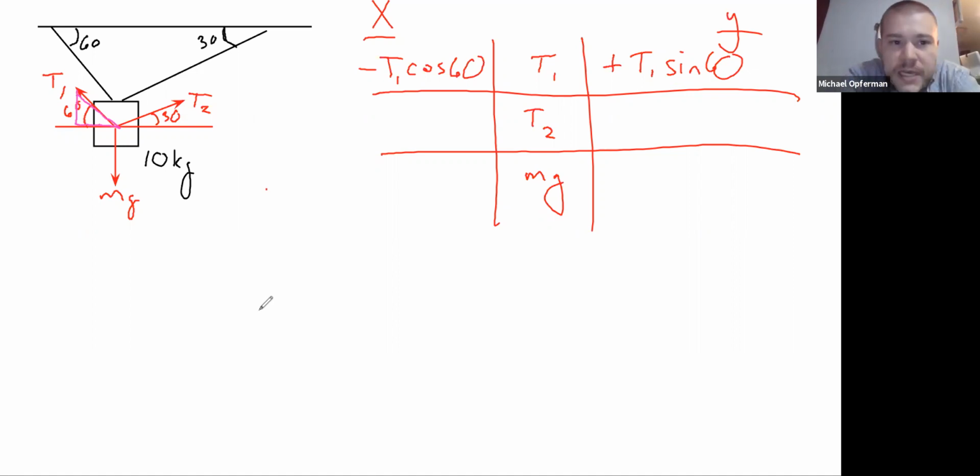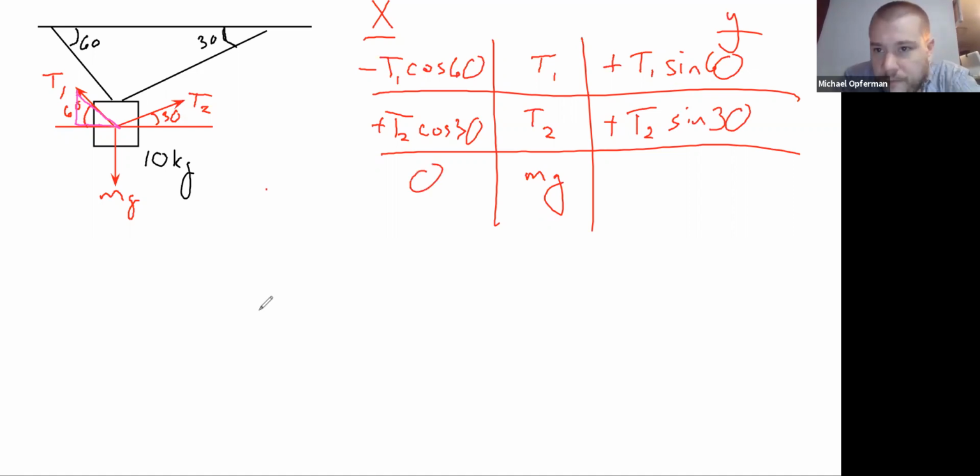Okay. For T2, this one has positive X and a positive Y because it's up and right. And that's going to be T2. Once again, the X is adjacent to the angle. So this will be cosine 30. And in this direction, it'll be sine of 30. T2 sine of 30. And then the gravitational force has no X component, and the Y component will be negative.